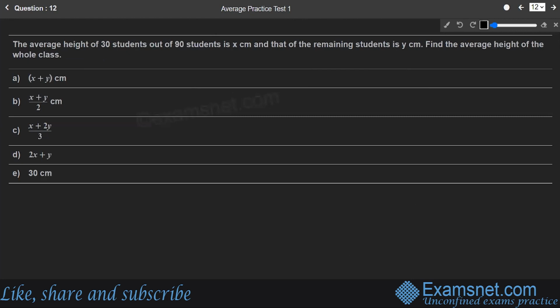Now, in the next one, he says the average height of 30 students out of 90 students is x centimeter. So in all, there are 90 students. Out of those 90, 30 have an average of x. What about the remaining? So 90 minus 30, how many would be remaining? Remaining would be 60. And the average of the remaining students is y. This is the condition in front of us.